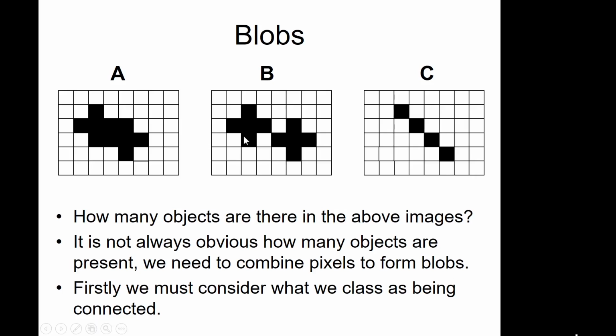So if we go back to this example and go for 4 connected, these are all connected together. You can see they're all connected horizontally or vertically, so we've got 1 object here. These are connected and these are connected, so we've got 2 objects. And these aren't connected to anything. There's nothing above or below these, so we've got 4 objects in this example.